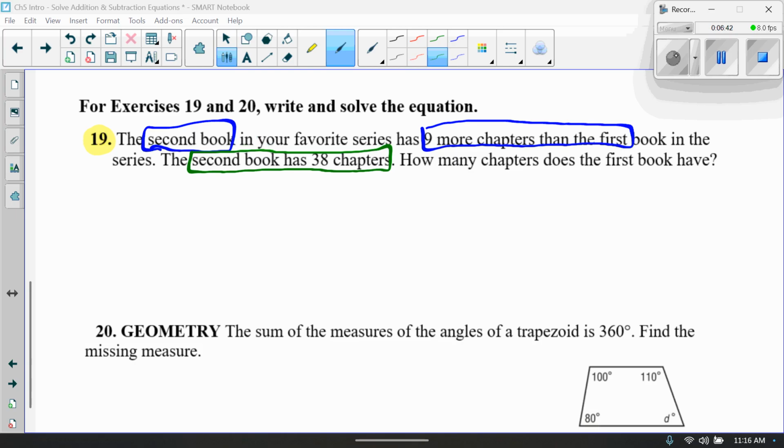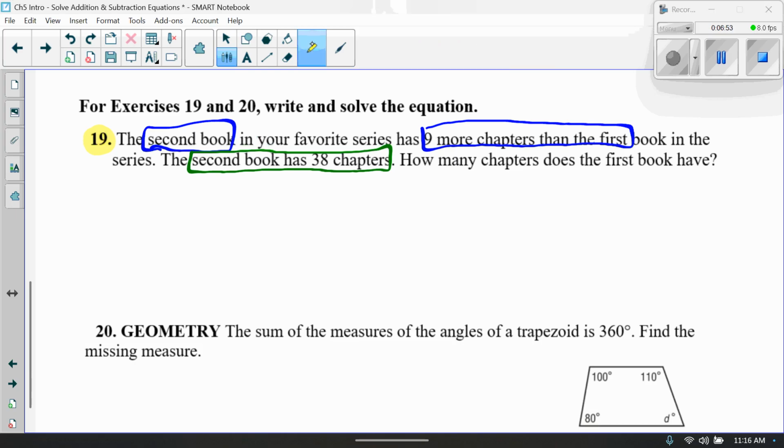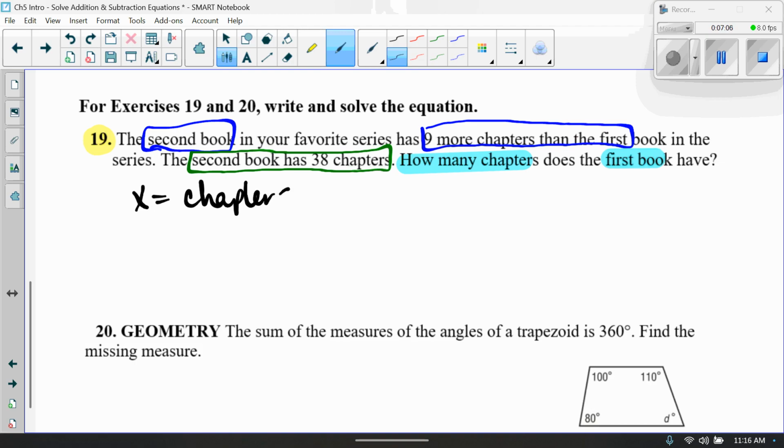We're going to start with the second book, okay? Because it says the second book has 9 more chapters than the first. Do I know how many the first is? No, that's what we're looking for, right? How many chapters in the first book? That's what we don't know. So let's do X is equal to chapters in first. So that means up here, that's my X. Is everybody with me?